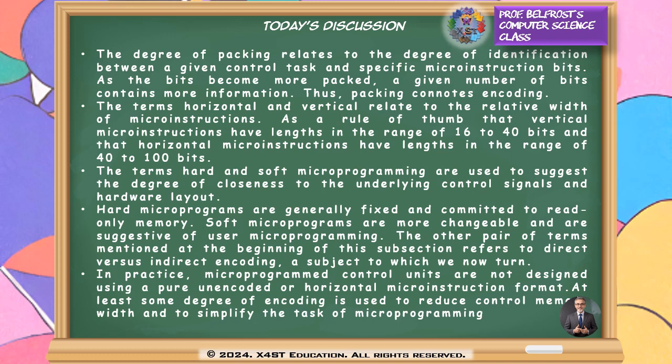The terms hard and soft microprogramming are used to suggest the degree of closeness to the underlying control signals and hardware layout. Hard microprograms are generally fixed and committed to read-only memory. Soft microprograms are more changeable and are suggestive of user microprogramming. The next is direct versus indirect encoding. Microprogrammed control units are not designed using a pure, unencoded or horizontal microinstruction format. At least some degree of encoding is used to reduce control memory width and to simplify the task of microprogramming.